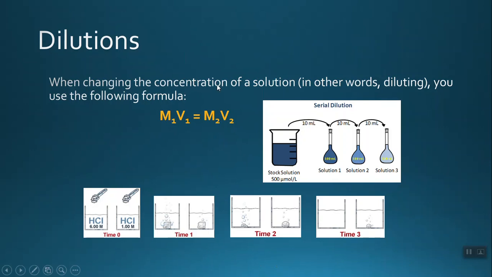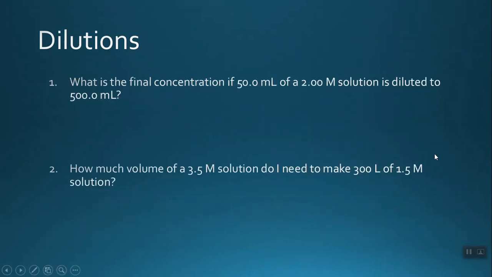So to do a dilution, this is the formula that you need to know. M1V1 is equal to M2V2. M stands for molarity, V stands for volume, 1 stands for the initial, and 2 stands for the final, okay? So let's take a look at a couple problems.